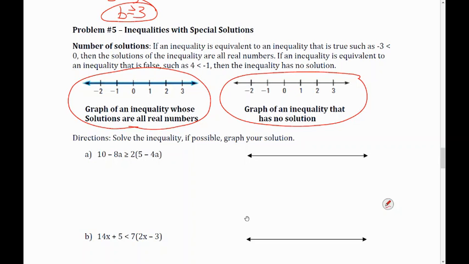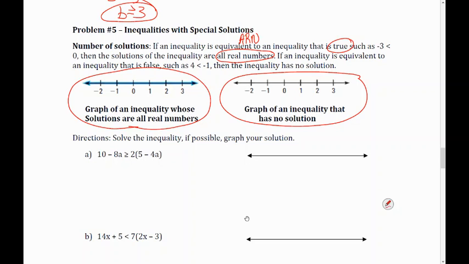So, true statements mean all real numbers. Remember, we can abbreviate that with ARN. Okay? If an inequality is equivalent to an inequality that is false, such as 4 is less than -1, then the inequality has no solution. Okay? So, true statements, all real numbers. False statements, no solution.